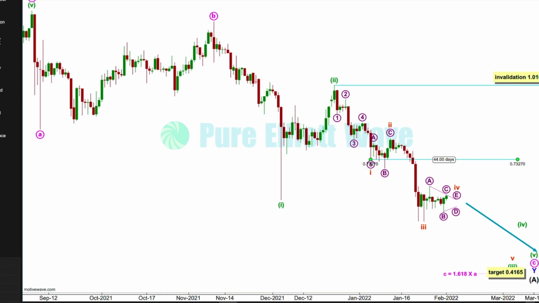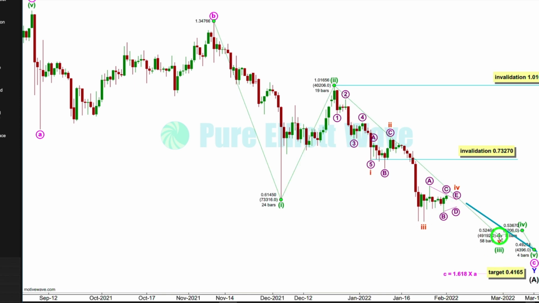Important to note that the invalidation point for subminuet 4 is here, not here. Subminuet 4 could overlap into subminuet 2 price territory. The rule is really clear. Subminuet 4 may not overlap subminuet 1 price territory. Motive wave doesn't get that right, but that's okay.